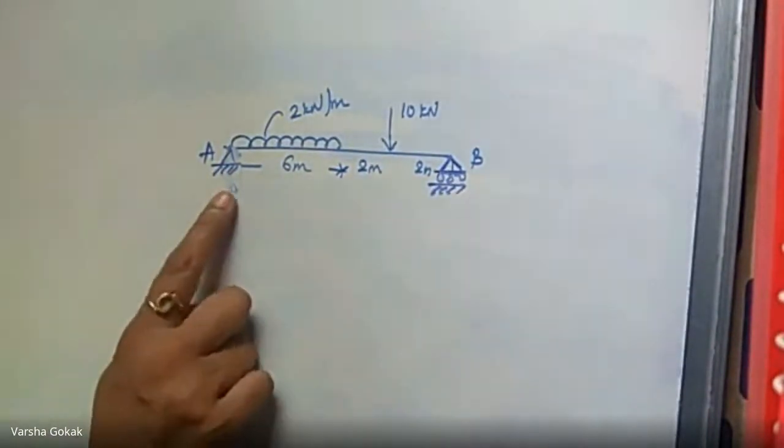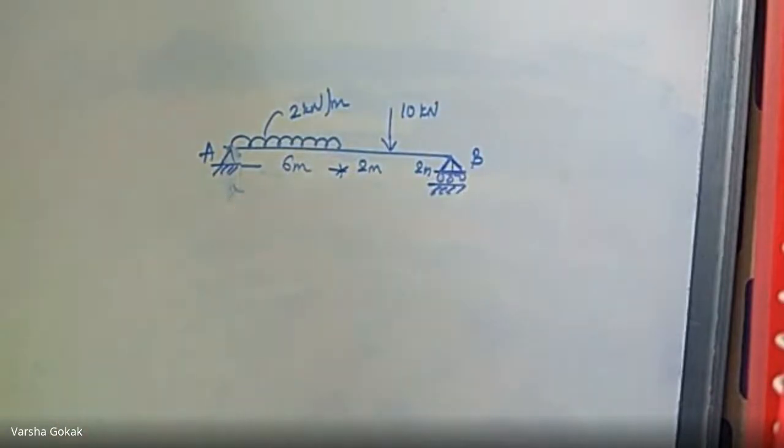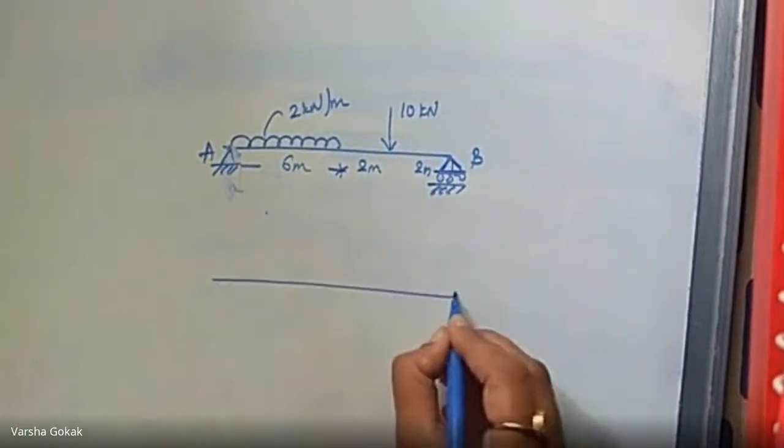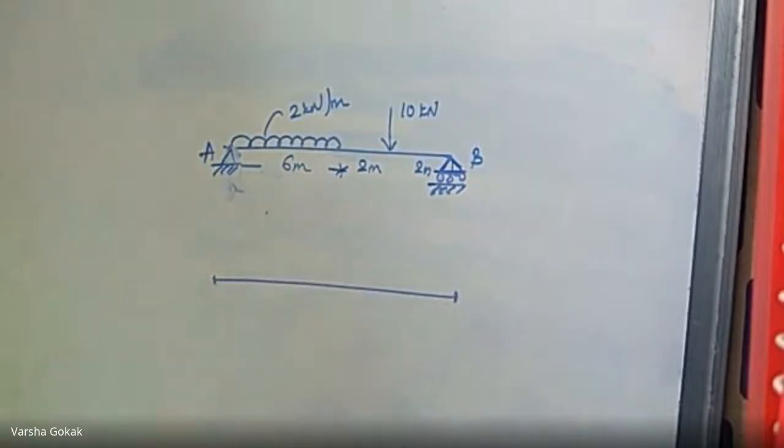So at support A, how many reactions should I show in the free body diagram? 2 reactions. So I want to draw the free body diagram for this. So this is your beam like this. This is point A.